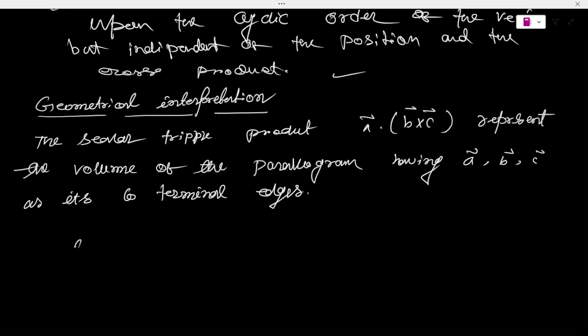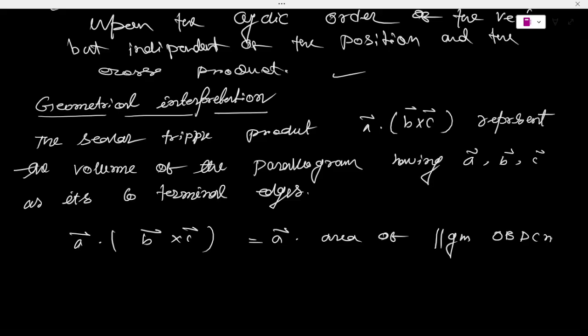So basically it will be a vector dot b vector cross c vector, which is a vector dot the area of OBDC times n-hat. So it will be the volume of the parallelepiped. Ultimately it represents the volume of the parallelepiped.